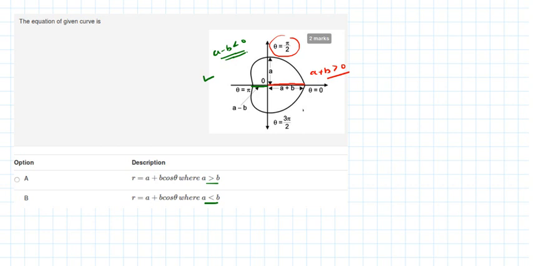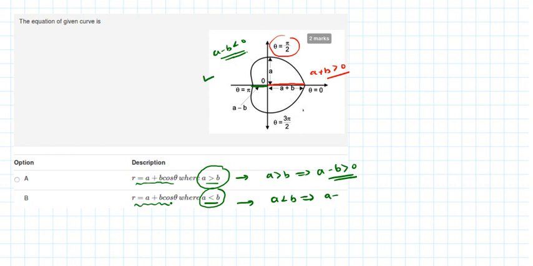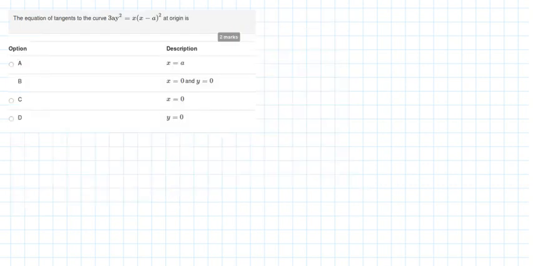If you observe, in both the options, r equal to a plus b cos theta is similar. The difference is only for a greater than b and for a less than b. For a greater than b, a minus b will be greater than 0, and for a less than b, a minus b is less than 0. So using the options only we can get the answer. From this condition, a minus b is less than 0, so option B is the right answer.